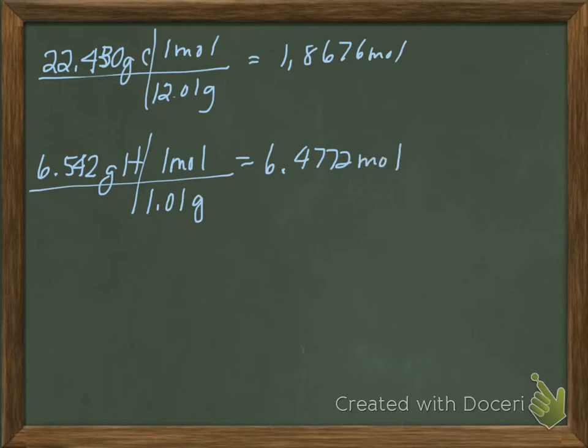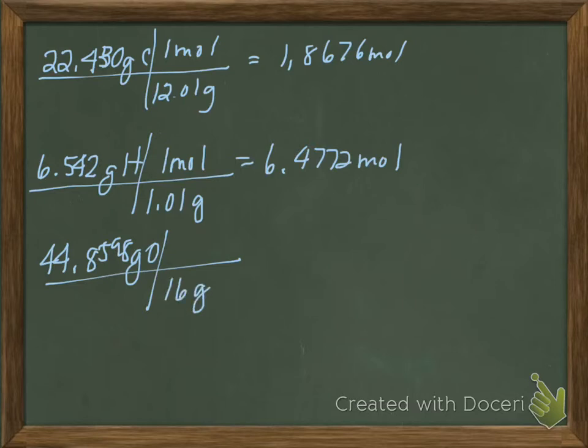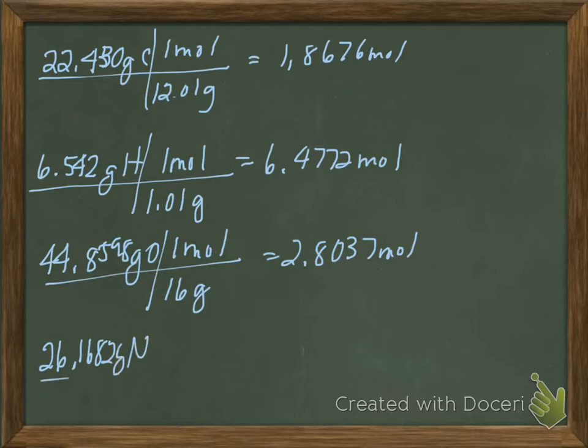Then we'll do, what's next? Nitrogen? Oxygen. 44.8598 grams of oxygen. Oxygen's in a compound here, so it is 16. It's not diatomic when it's in a compound. So it would just be 16. And we get 2.8037 moles. And then nitrogen is last, 26.1682 grams of nitrogen. And again, not diatomic when it's in a compound, so we just use the 14.01.